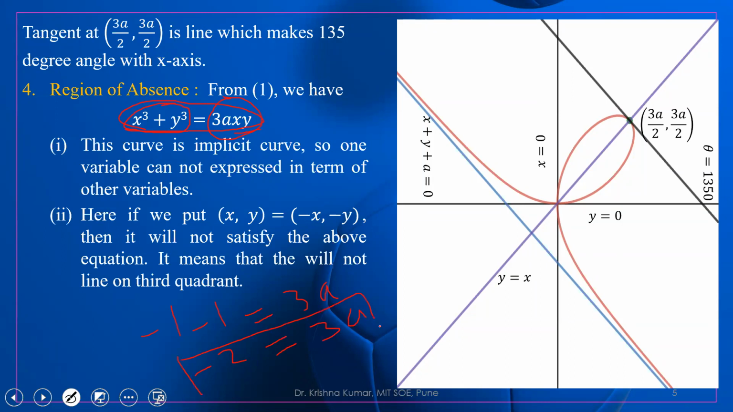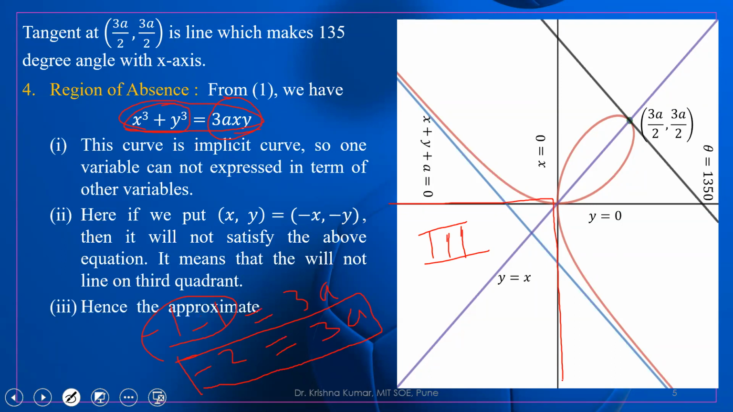So what it means, there is no part of the curve for which the values of x and y will be negative. Negative means where the values of x and y are negative. So in the third quadrant, just look here, this is the third quadrant, no part of the curve will lie inside the third quadrant. Correct?